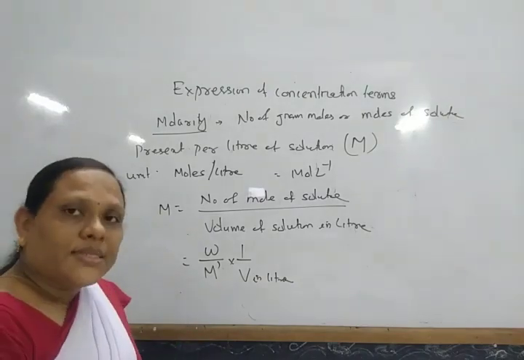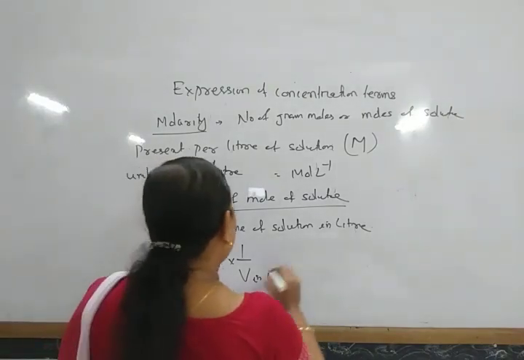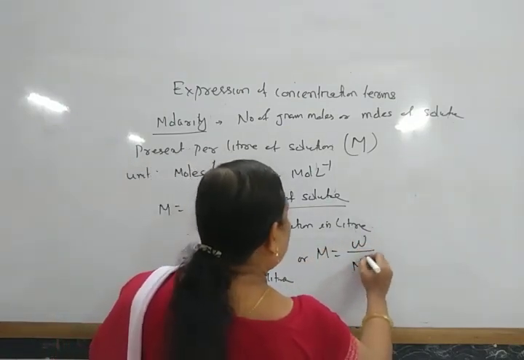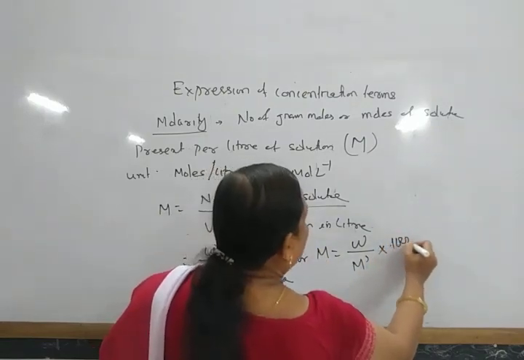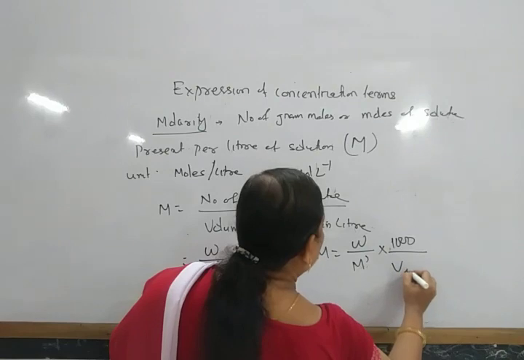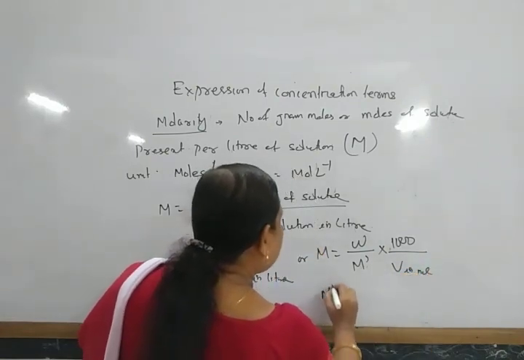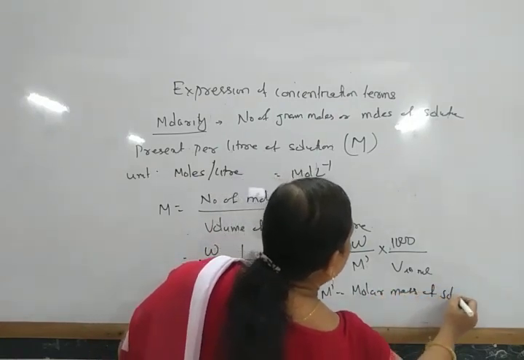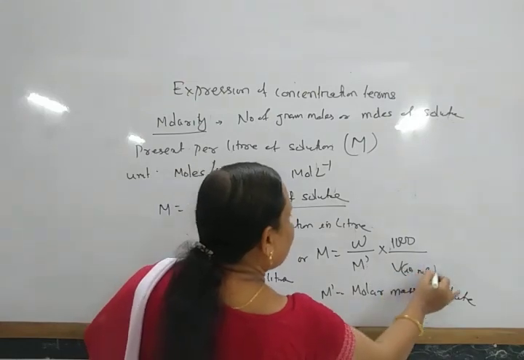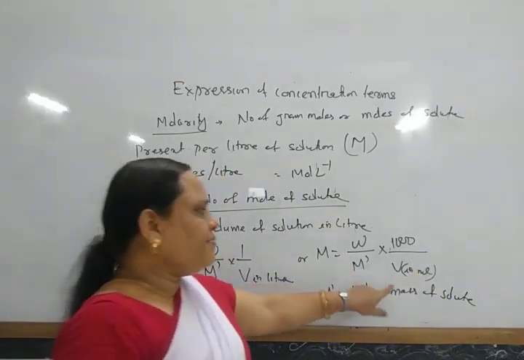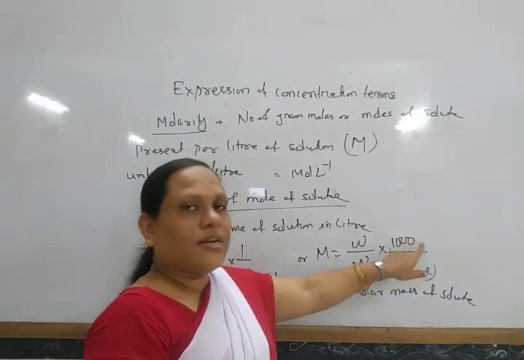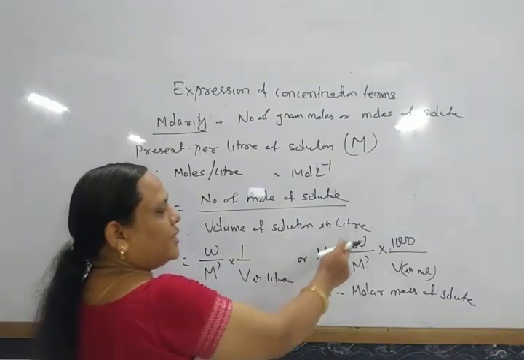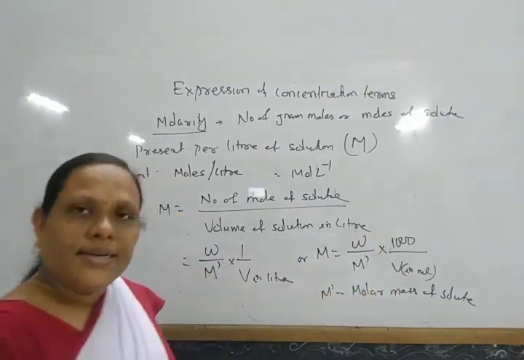Or if the volume is given in ml, then how to find it? Molarity equals weight by molecular mass into 1000 by volume in ml. What is m dash? m dash is the molar mass of solute. So if volume is given in ml, then multiply by 1000, and if given in liter, then 1 by V. So in this way, molarity is W by m dash into 1000 by V in ml.